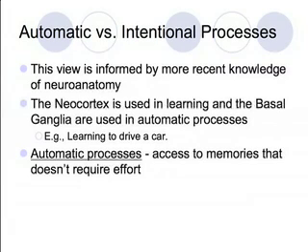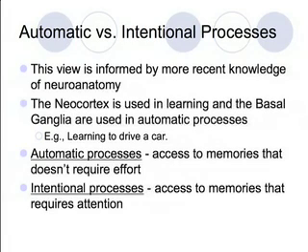But once you've learned how to do that, then the basal ganglia take over, and you can do simple things like make a decision to turn left, and the basal ganglia will take over all the automatic functions like turning the wheel, pressing in the clutch, using the gears, and so on and so forth. So you don't have to think about each one separately. Automatic processes provide access to memories that don't require effort. Intentional processes provide access to memories, but it requires attention.